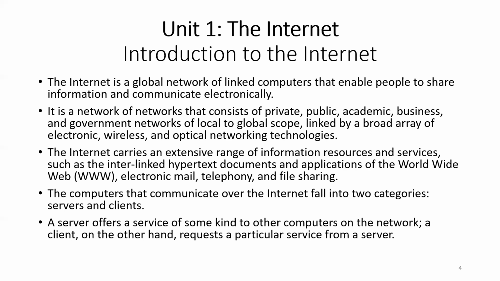Okay, then some of those networks may be private, some of those may be public, some of those may be academic, some may be for businesses, or some even government networks. Then all of these are examples of local networks in the global scope of the internet. Then the way in which these are linked to one another is electronically, whether we're talking about wirelessly or through optical network technologies.